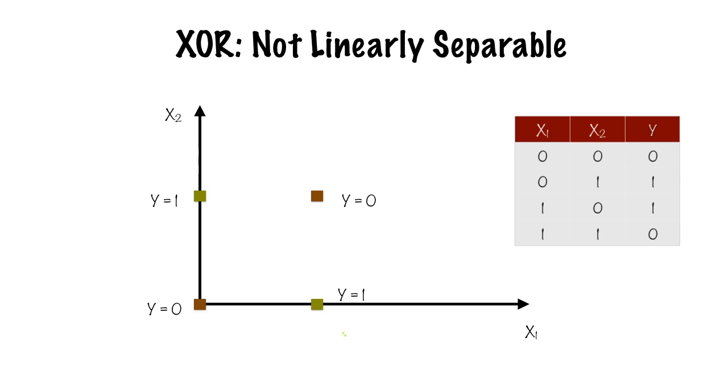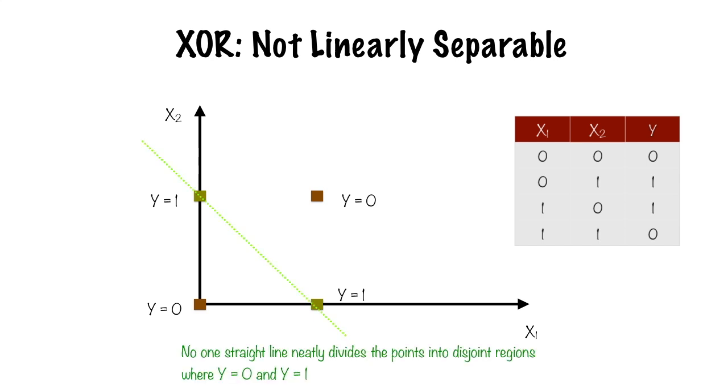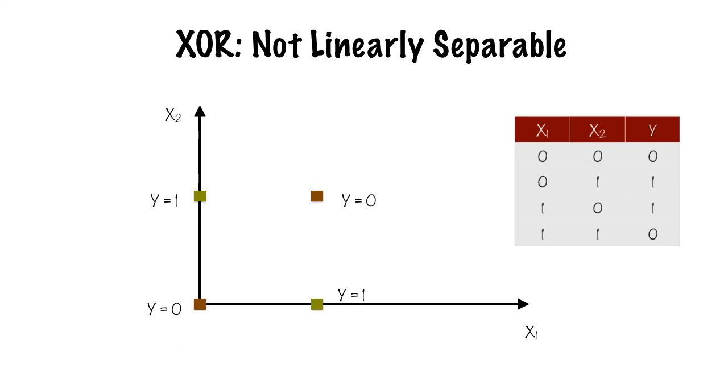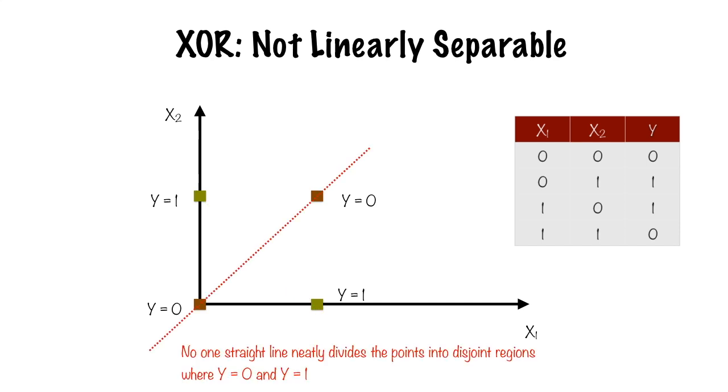Now, here's the deal. Try drawing any straight line through this plane such that it divides the points into disjoint regions. In other words, try and find any straight line, if you can, such that all points on one side of the straight line have y equal to 0 and all points on the other have y equal to 1. No matter how hard you try, you will be unable to find such a straight line. And this is why we say that XOR is not a linearly separable function.